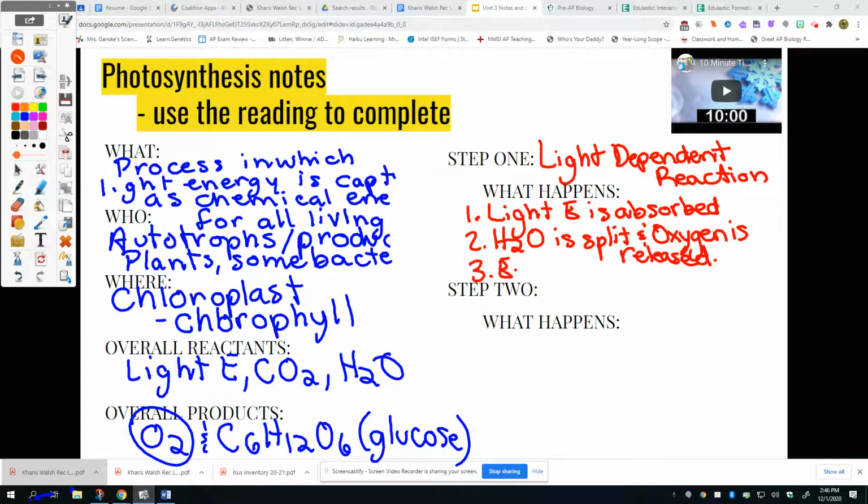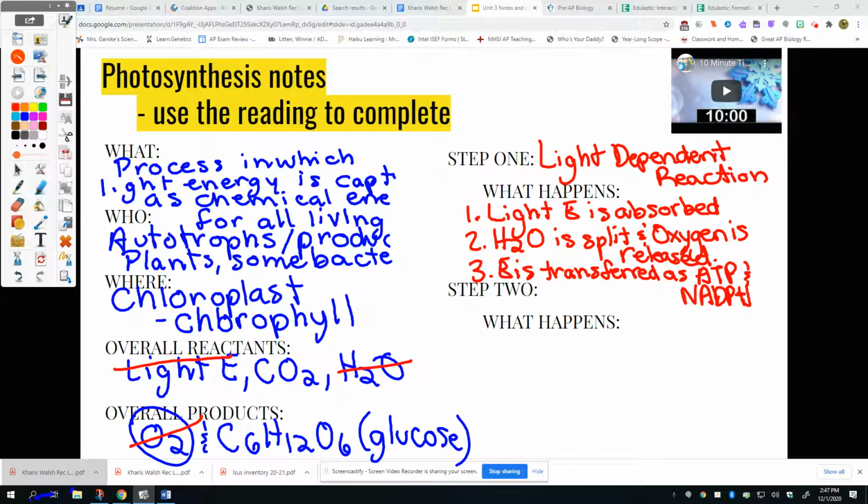Now, guys, big E means energy. So energy is transferred as ATP and NADPH. Now, if you look at our overall reactants, we have to have light energy, carbon dioxide, and water, and we produce oxygen and glucose. So let's look at the light-dependent reaction. In the light-dependent reaction, we use the light energy, and we use the water, and we produce the oxygen. So that's the first step.